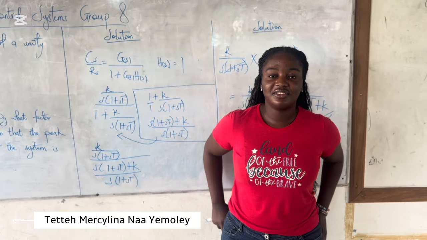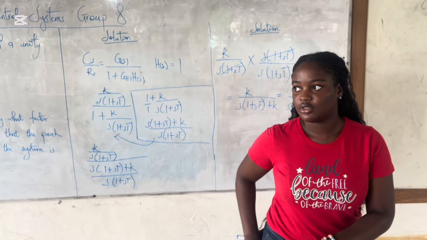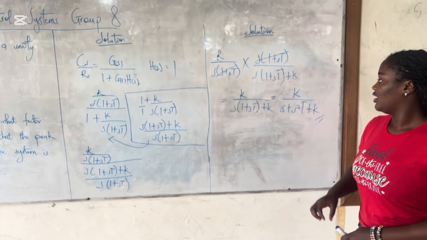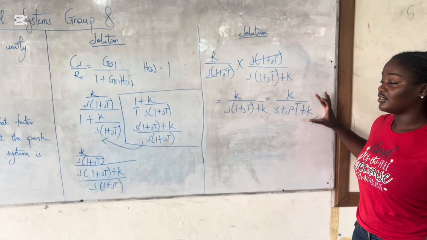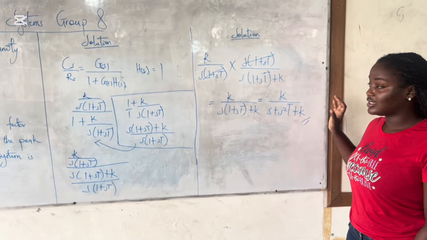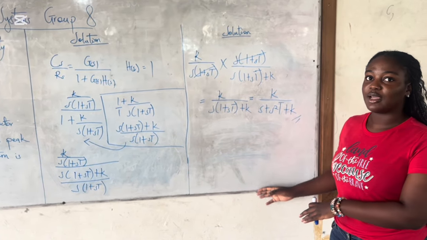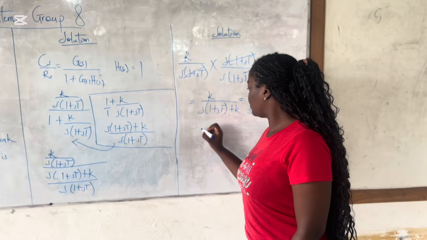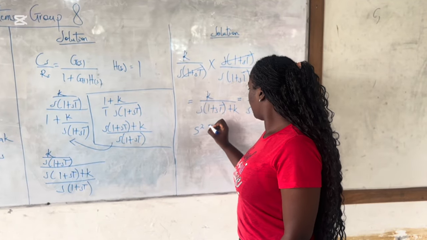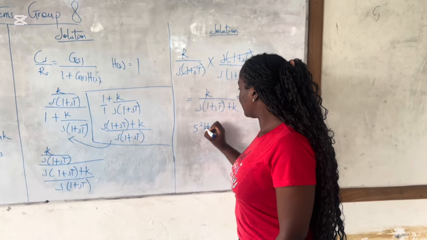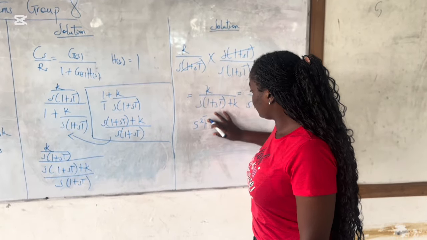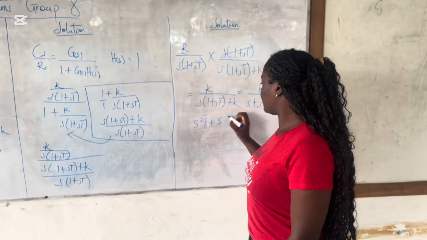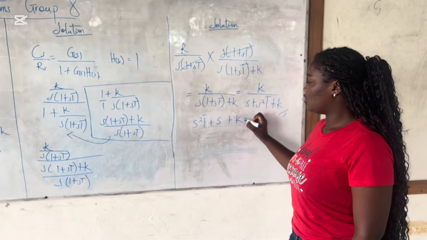Hello, so I'm Ms. Lina and today I'll be deriving the characteristic equation. So to derive that equation, we are going to equate the denominator of the function here to 0 and divide it by the time constant T. So for the characteristic equation, we have S squared T plus S plus K equal to 0.